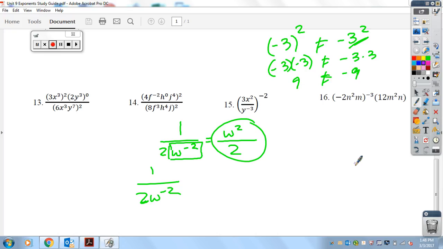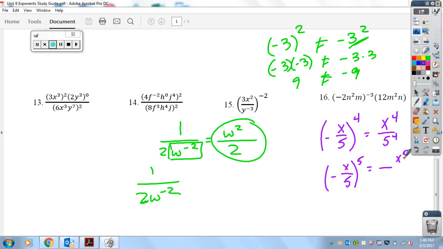And lastly, it's important for you to know that if you have like a negative x to the 5th, all the way to the 4th power, this will be a positive x to the 4th over 5 to the 4th. Why positive? Because if I have an even amount of negatives, it'll be positive. But if this instead were negative x to the 5th, all raised to the 5th power, this would be a negative x to the 5th, 5 to the 5th, because since there's an odd number of negatives, that means my whole value is negative. Keep that in mind. Even negatives, positive, odd negatives is negative.